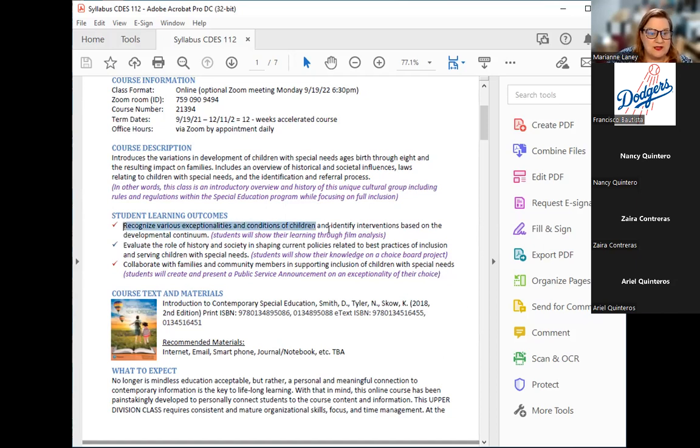meaning we're going to learn what different exceptionalities are, right? Different differences, because all differences are different. Again, if you've met one person with autism, you've met one person with autism, they are also different.